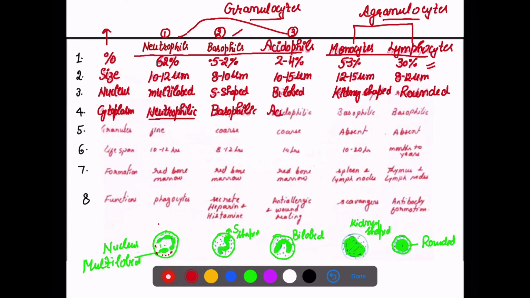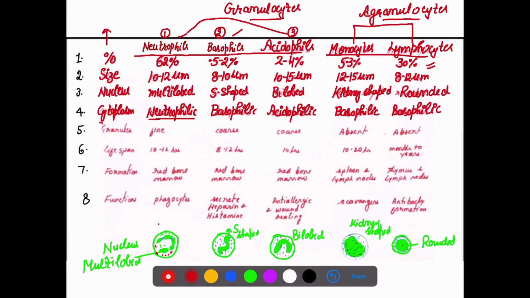Cytoplasm of acidophil is acidophilic because it can absorb eosin stain. Now if we say the cytoplasm of monocyte, it is basophilic, and cytoplasm of lymphocyte is also basophilic. So in agranulocytes, both cytoplasm is basophilic.